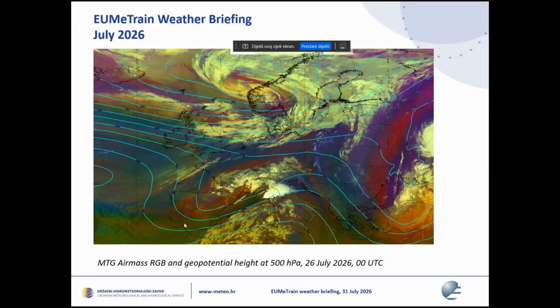If we put geopotential height on this image, we can see that we are right when we are looking at air mass RGB. Already in this night, some convection was going on in the leading edge of the trough, near Corsica Island, and Croatia was under the ridge. But we can also see that this trough was approaching from the west, and that we can also have an unstable Sunday in Croatia.